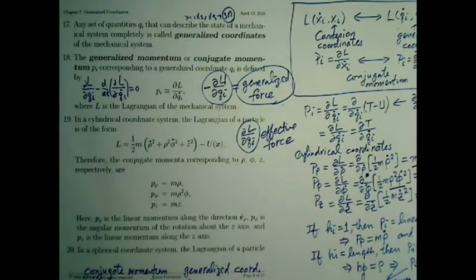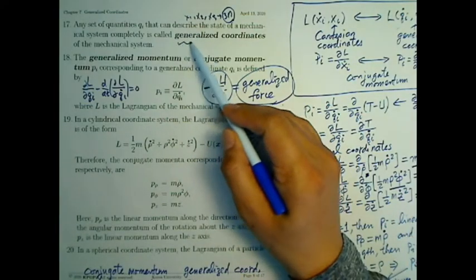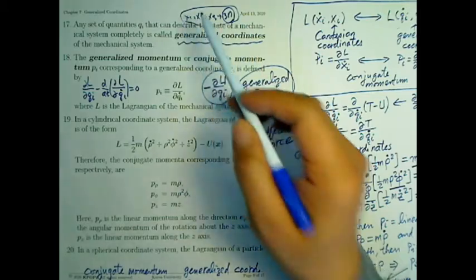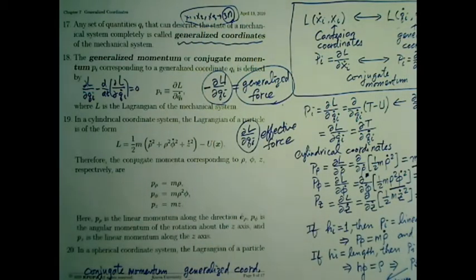Any set of quantities qi that can describe the state of a mechanical system completely is called the generalized coordinates. Until now, we mainly studied the Cartesian coordinates that are all orthogonal to one another, and the basis vectors along the x1, x2, x3 axes are all orthogonal and all constant. And there is a translation invariance of those basis vectors.